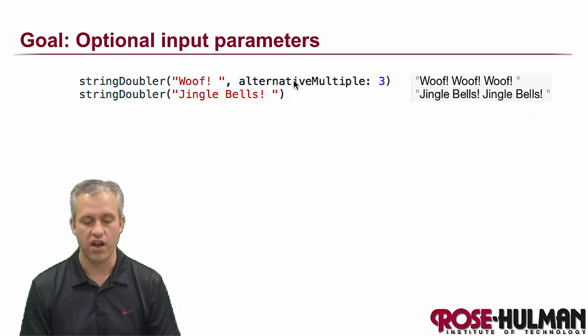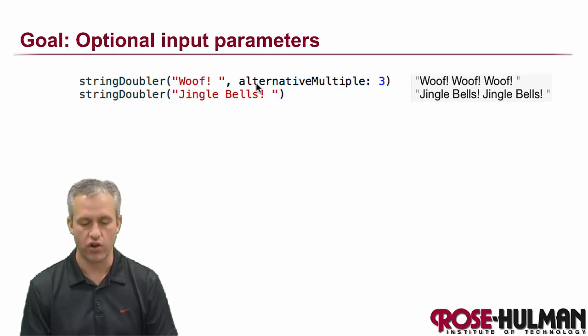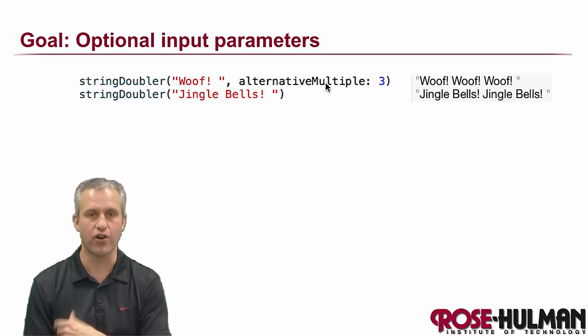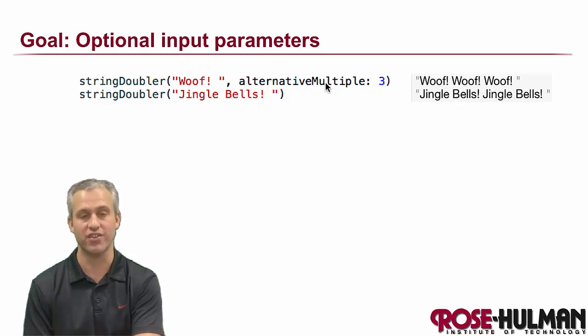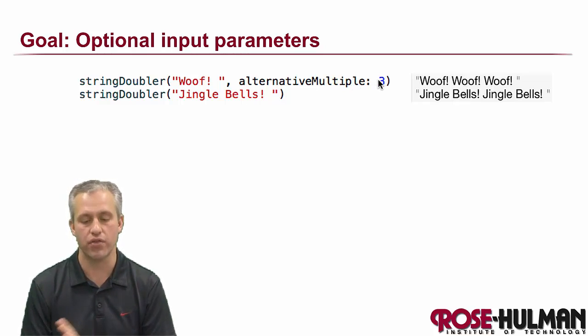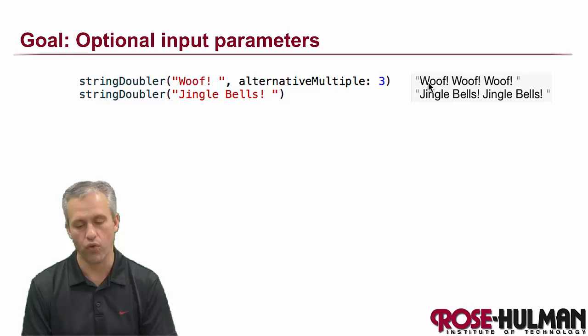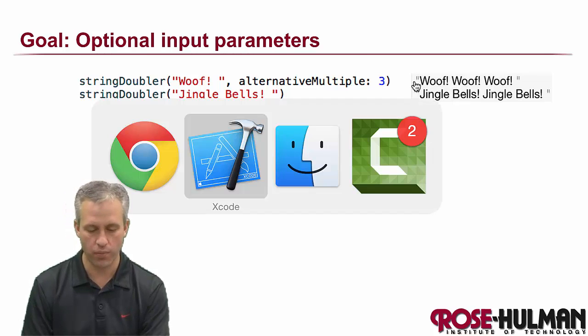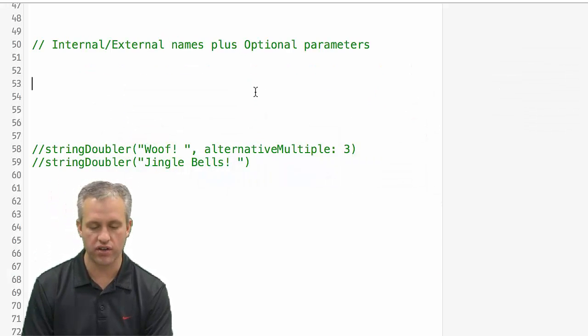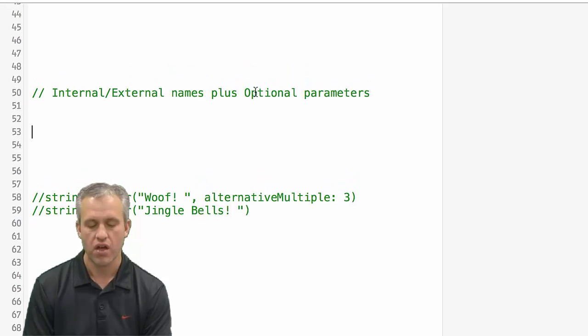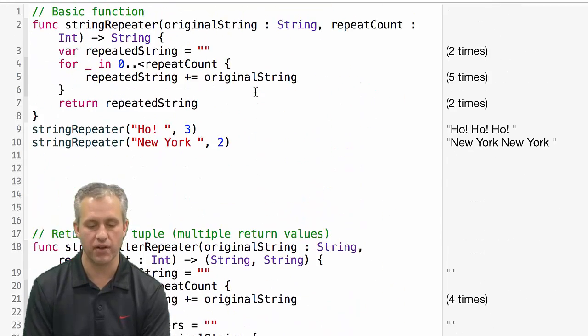So here you pass in jingle bells and it says jingle bells, jingle bells. And then this function has an optional value, which is called alternative multiple. So if you want to call string doubler, but with actually some other multiple, you could pass in 3, and so it'd say, woof, woof, woof. So let's go ahead and open up our Swift code, and let's start taking a look at how we're going to do this. So I'm going to start by copying from above.